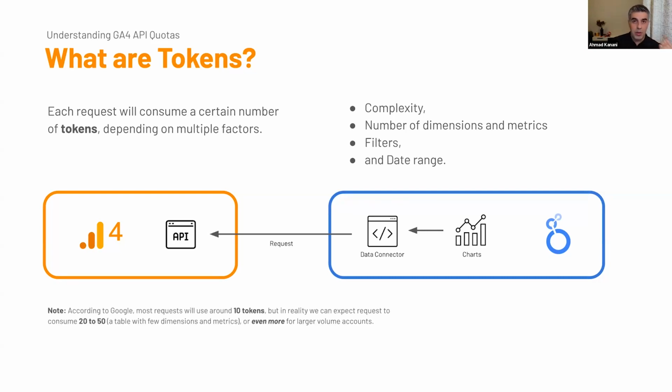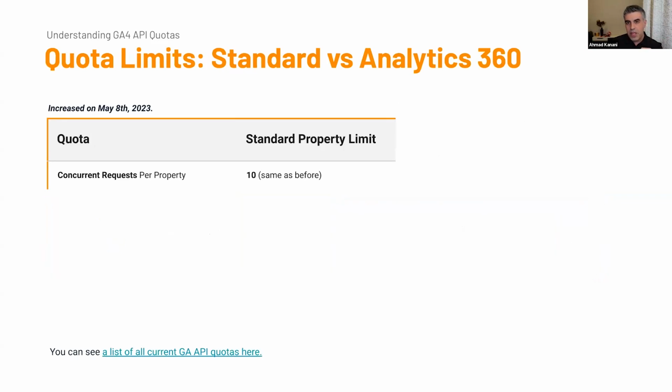According to Google, most requests will use around 10 tokens, but in reality, for a table or a chart that is complex enough, you can expect anywhere between 20 tokens and 50 tokens, and in some cases that we will see, up to 100 tokens or even more for high volume accounts. Okay, so one request can be 100 tokens at one time. Now, what are the limits? If we are limited on the number of tokens, what are the limits?